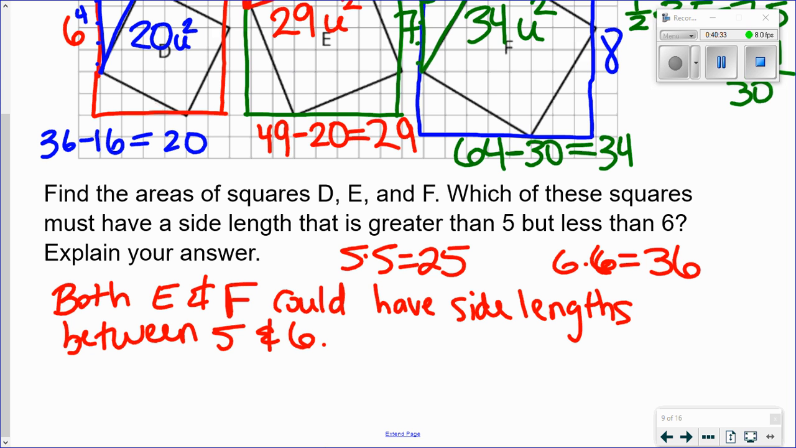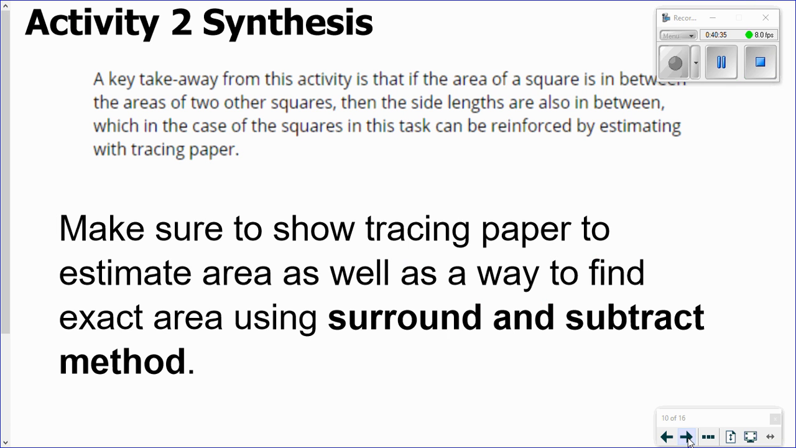Let's go ahead and take a look at our synthesis. So some key takeaways from this activity is that if the area of a square is in between the areas of two other squares, then the side lengths are also in between, which in this case, the squares in this task can be reinforced by estimating with tracing paper.